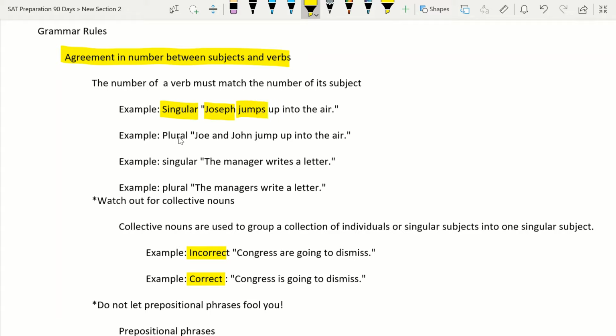If we said Joseph jump up into the air, we'd be using the plural form of the verb with a singular subject, and that is not allowed. That is grammatically incorrect. Now, if we wanted to use the plural form of jump, which is just jump, then we would have to have a plural subject, right? So we see here, we have plural subject, Joe and John. That's 2, that means it's plural. So we have Joe and John jump up into the air, right? We have jump as our plural verb.